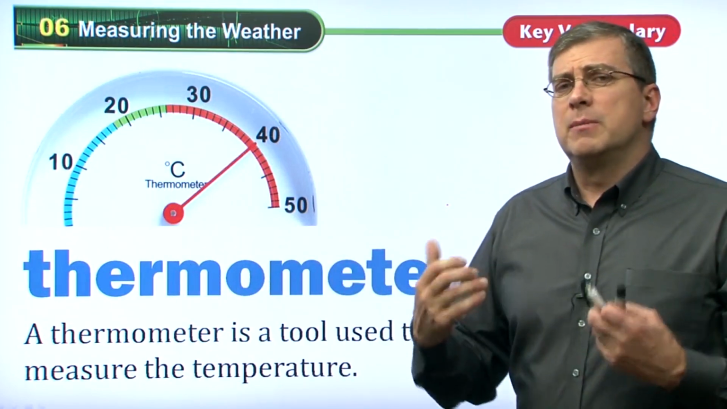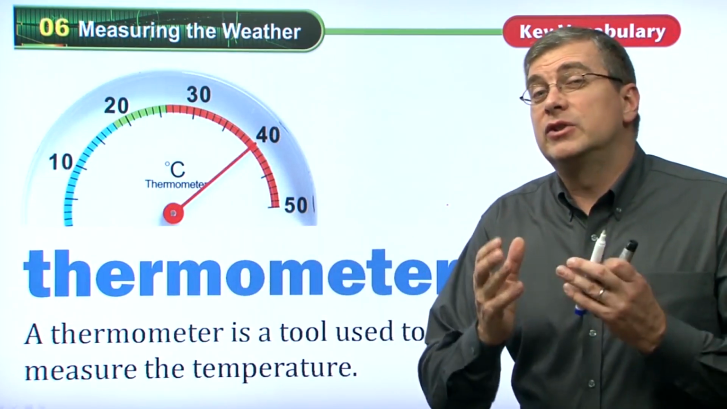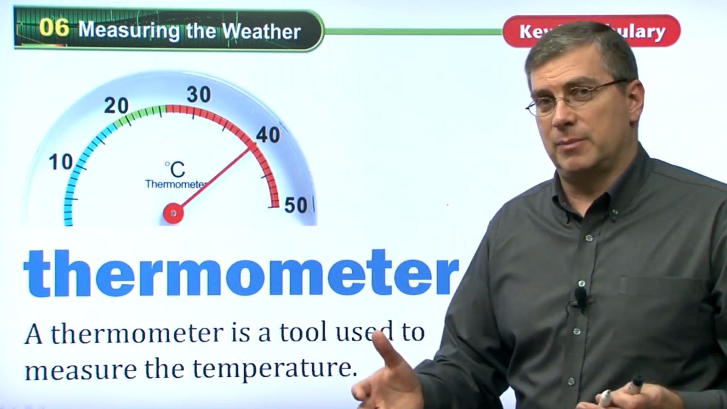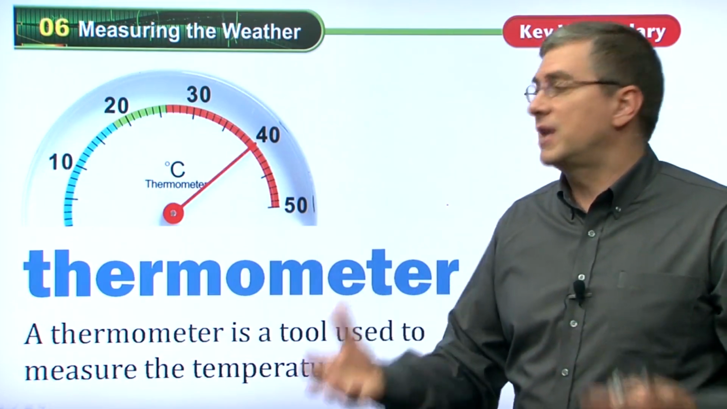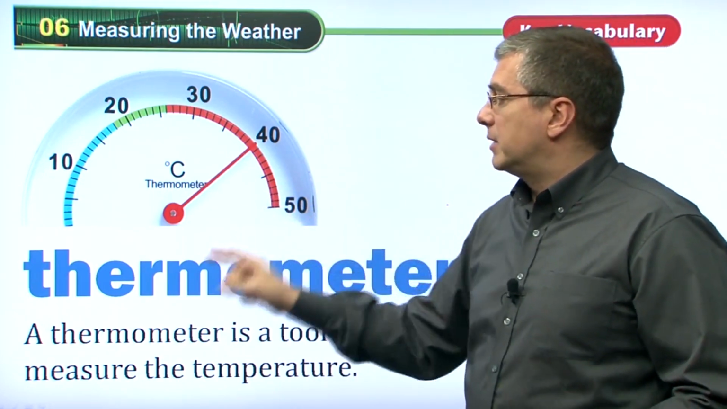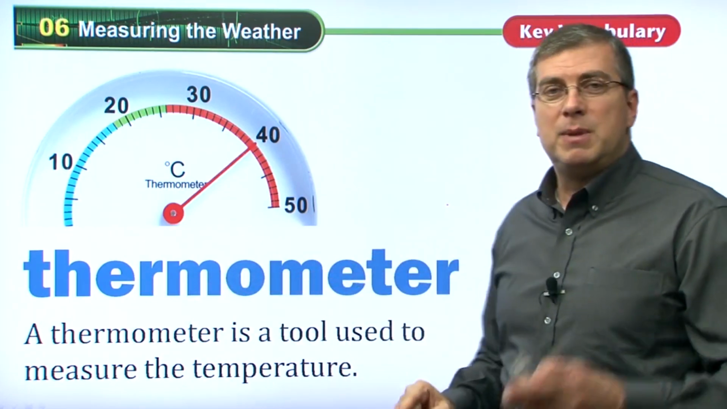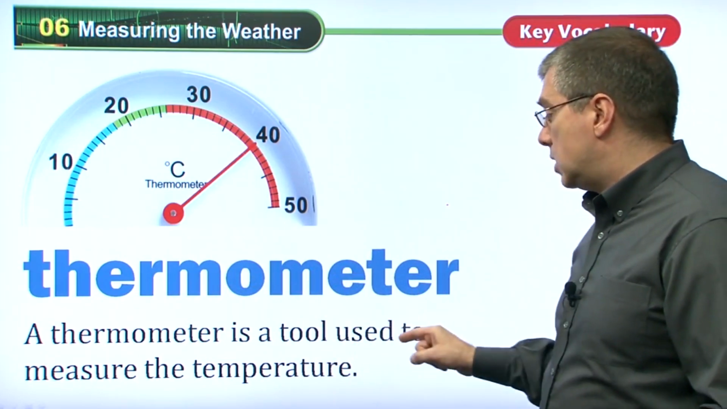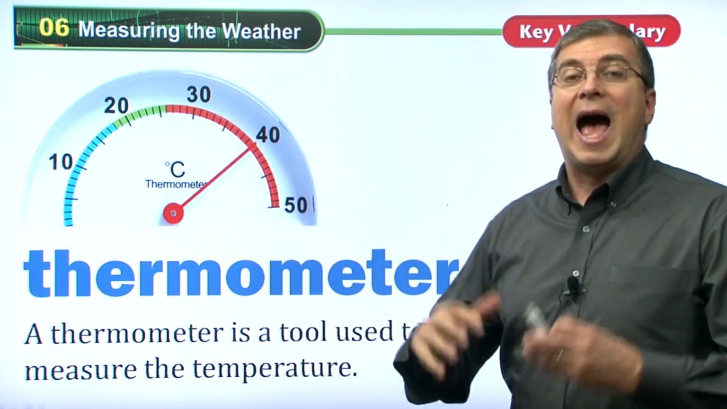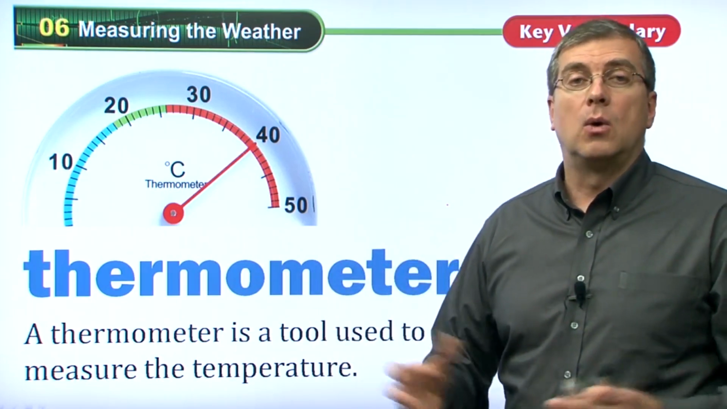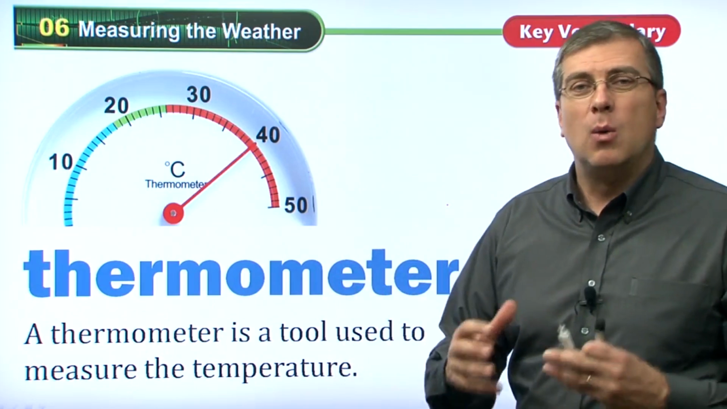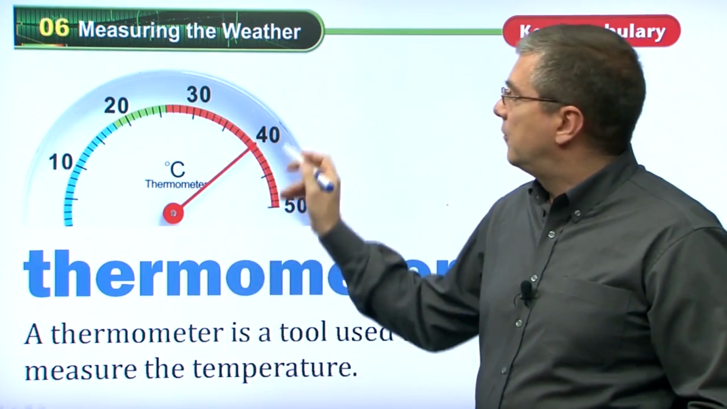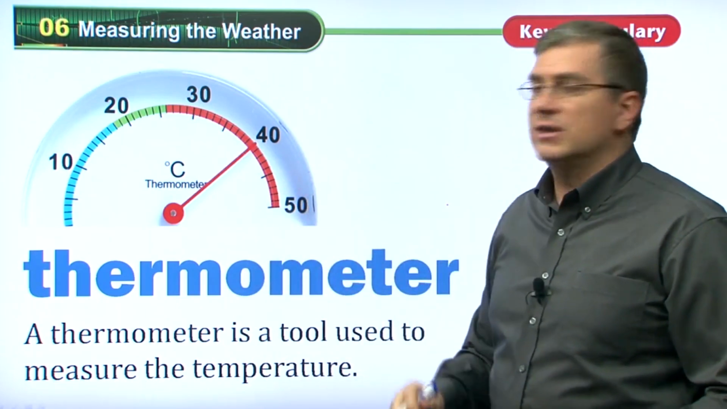What is the tool we use to measure the temperature? We want to know how much of something is. What is the amount of temperature? We use a thermometer. Let's repeat that. Thermometer. A thermometer is a tool used to measure the temperature. How much warmth or how little warmth is there? What's the amount? In this case, wow, it's very hot. 40 degrees, right? 40 degrees is very hot.